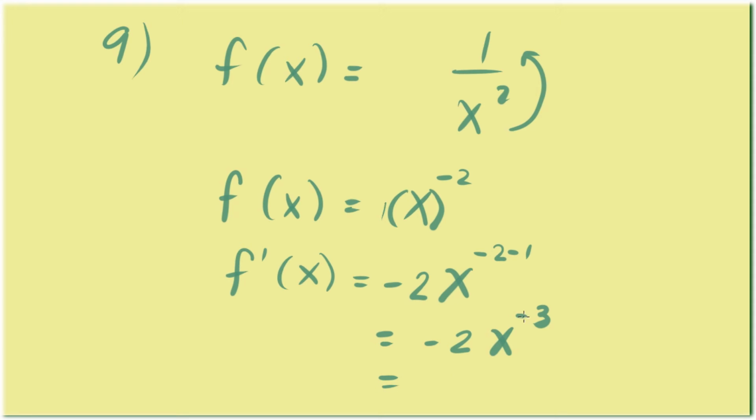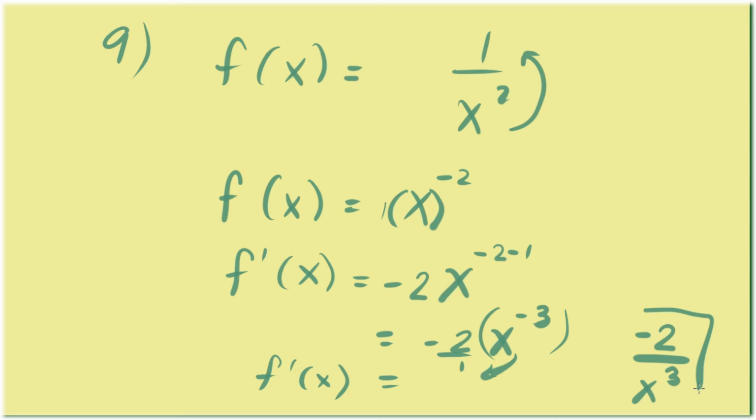And then we can move this downstairs. So our final expression is going to equal what? Negative 2 will stay on top, and then the x to the negative 3 is now a positive 3.